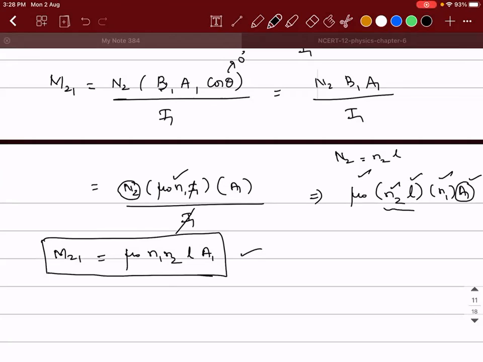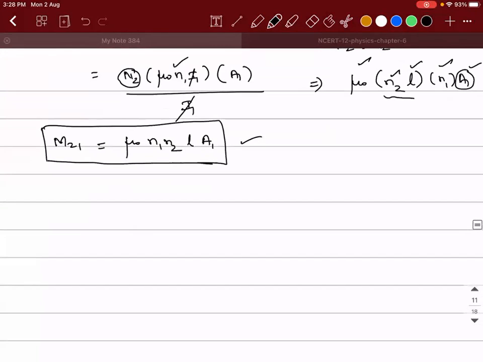Now, unlike the self-inductance, in mutual inductance, we have to calculate both the values. Both the values in the sense, we need to find M21 and M12 also. So what is M12, guys?